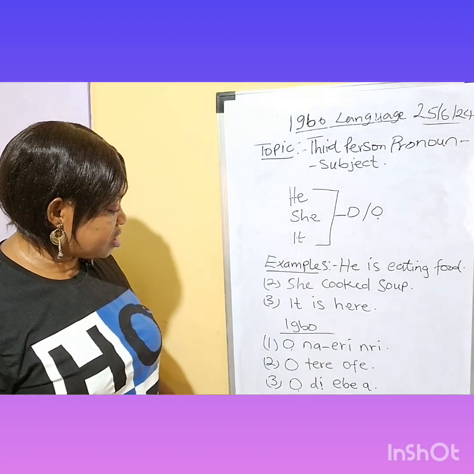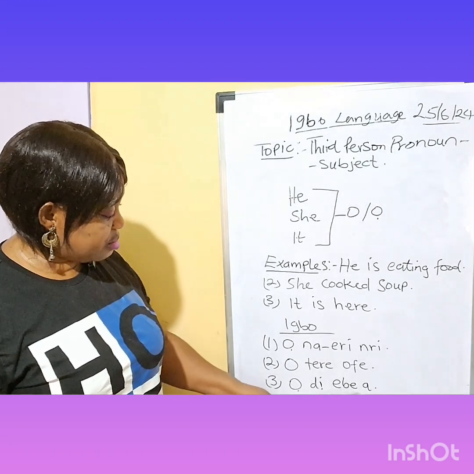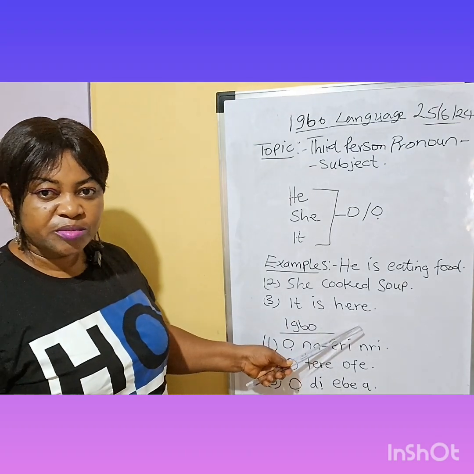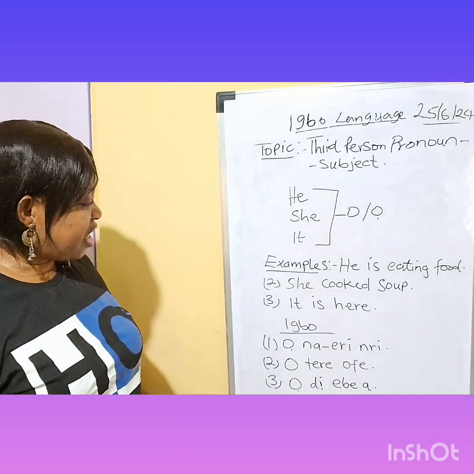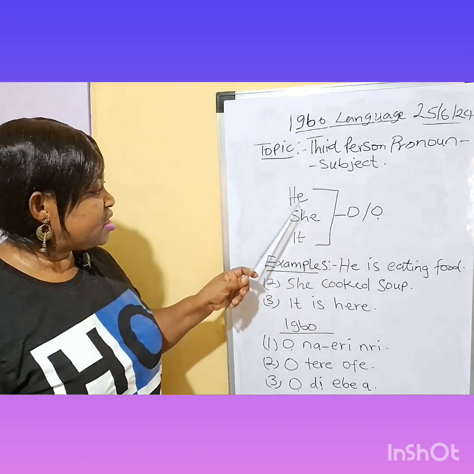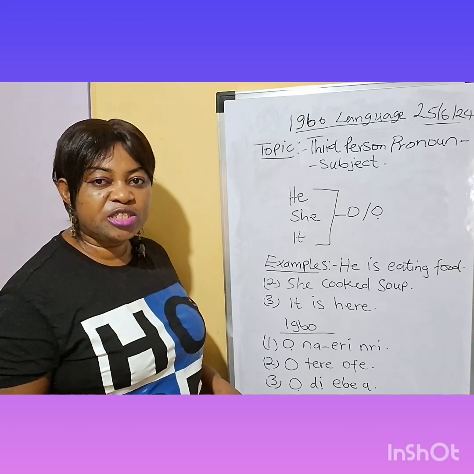Another one says ọ dị ebe a, which means it is here. Now you can see that O and the O represent he, she, and it, as a third person pronoun under subject.